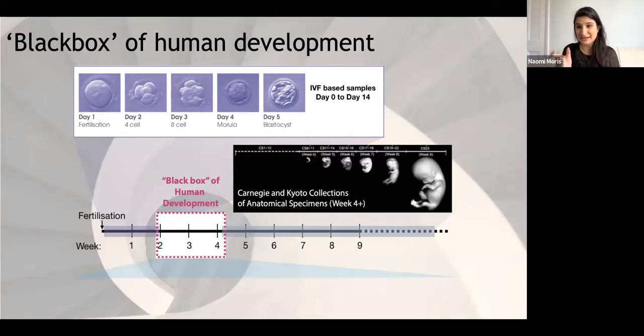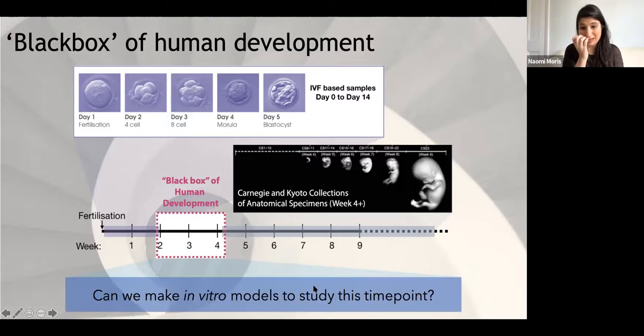And so that means that there's a gap in our knowledge where we can't study dynamic human embryos after 2 weeks, and we don't have a lot of samples from these extant collections before 4 weeks. That gap in the timeline of human development is sometimes known as the black box of human development. And so our work is trying to plug that gap, to develop in vitro models that allow us to study this time point in a really dynamic way.